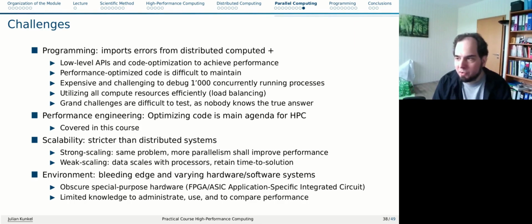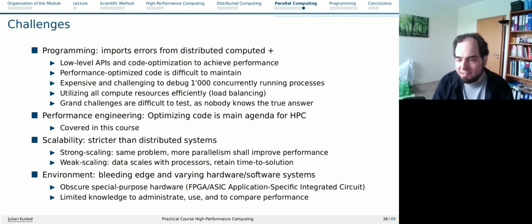Challenges. First of all, in parallel programming, we inherit all the challenges that we get from distributed computing. Additionally, performance is a problem, because we want to get performance, so we need to optimize for it. And it's really difficult to debug 1,000 concurrently running processes. Making sure that the load is distributed evenly across these processes is difficult too.